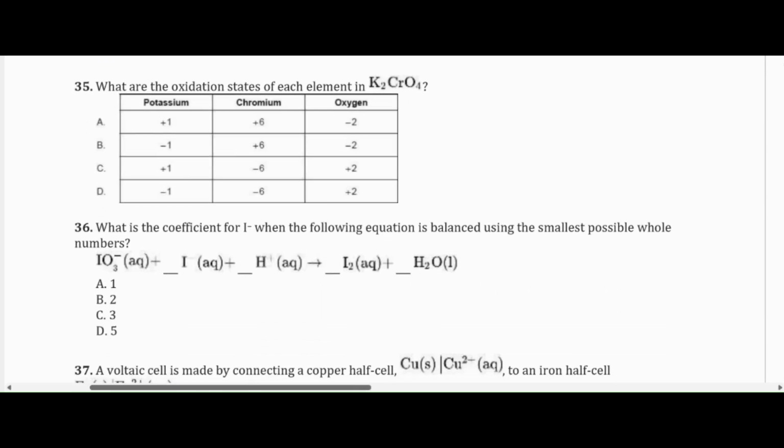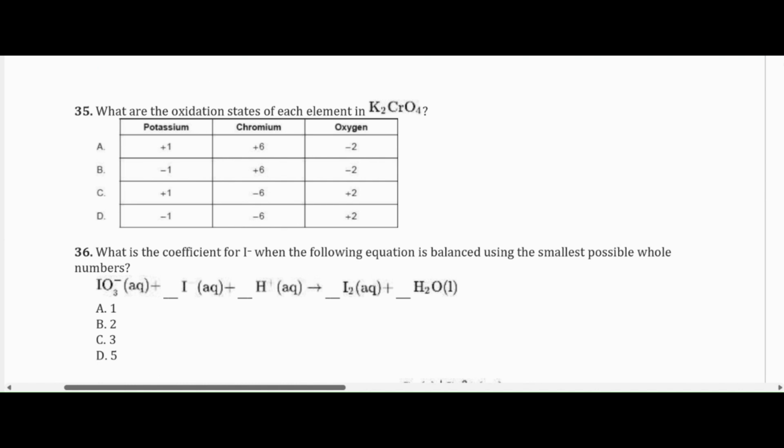35, what are the oxidation states of each element? Well, we know oxygen will be -2. Potassium will be +1. So that leaves us with A. If we are working it all out, the oxygen -2 times 4, that will be -8. The potassium +1 times 2, so that will be +2. It's a neutral compound, so we're trying to get to 0. So -8 + 2, -6. So then the chromium must be +6.